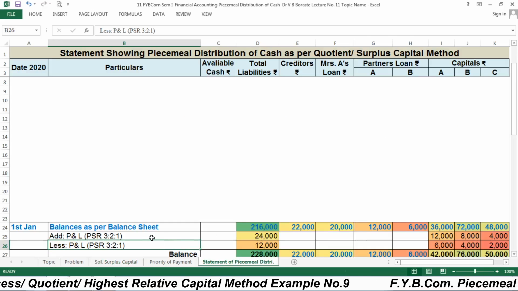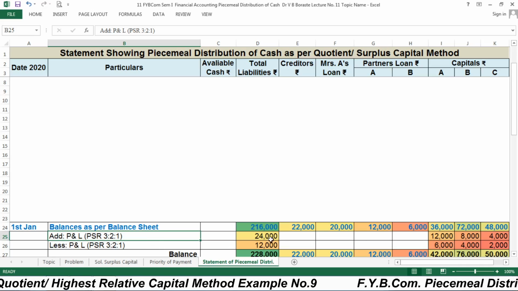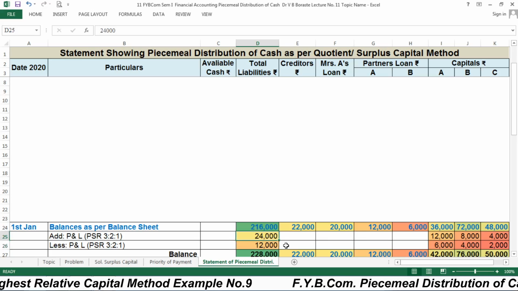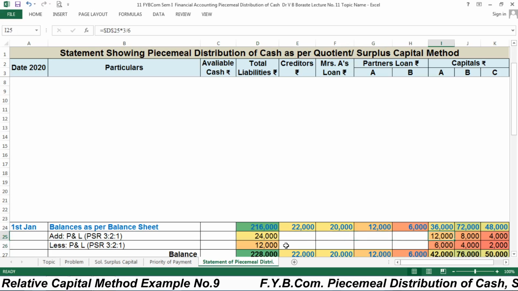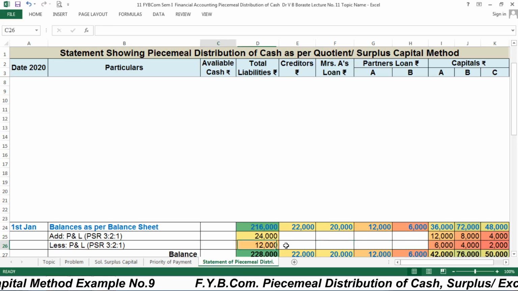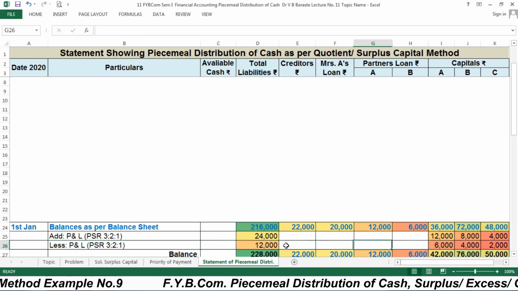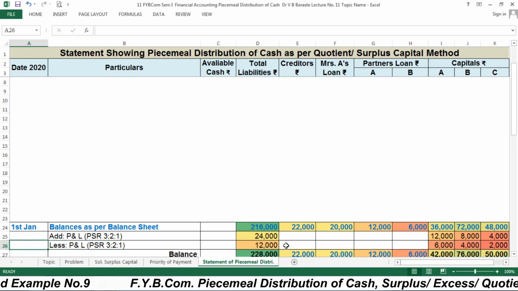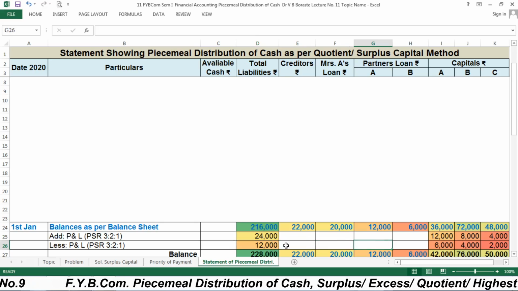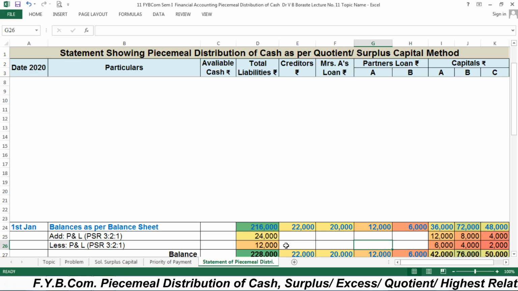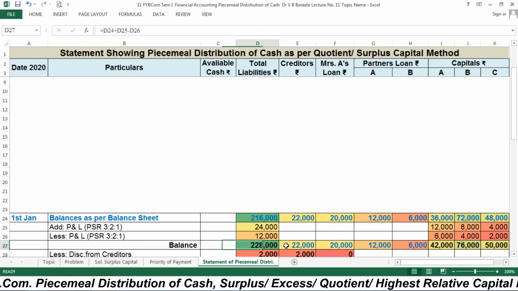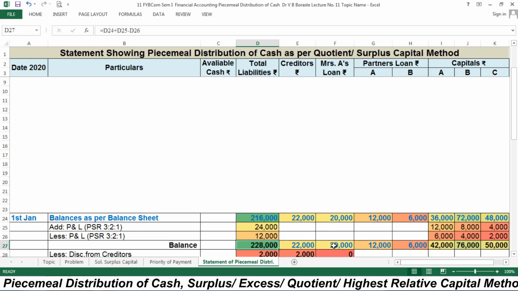So here we have to do the same thing, that is add profit and loss account balance 24,000 and less profit and loss account balance 12,000. Here you have to distribute in the profit sharing ratio, that is 12,000, 8,000 and 4,000. Again, the deduction of 12,000 is 6, 4 and 2. How is it calculated? It is very easy. You distribute this 12,000 in the profit sharing ratio, that is 3:2:1. And after that, we get the balance total liability of 2,28,000.